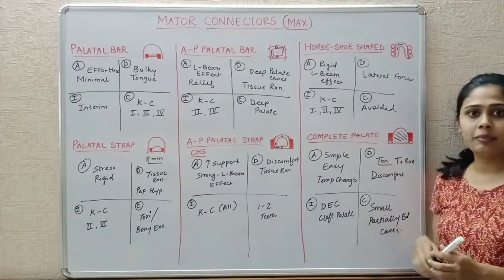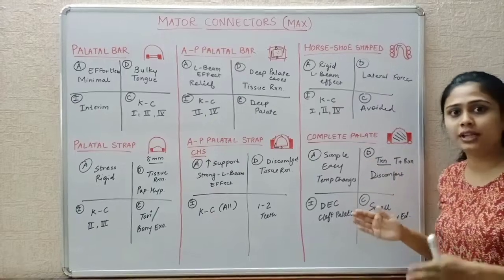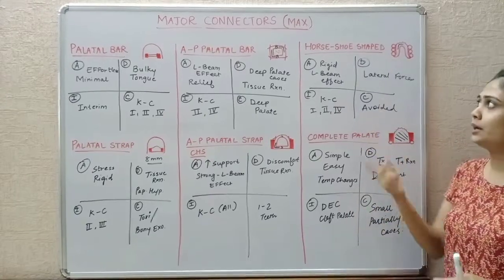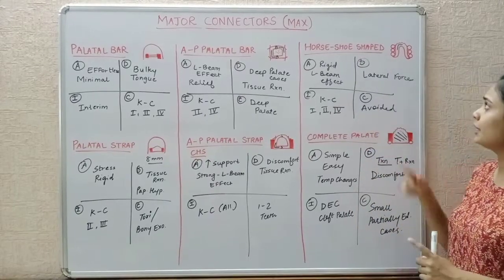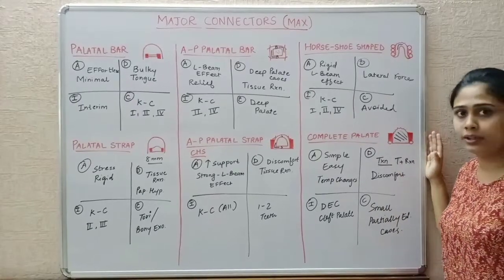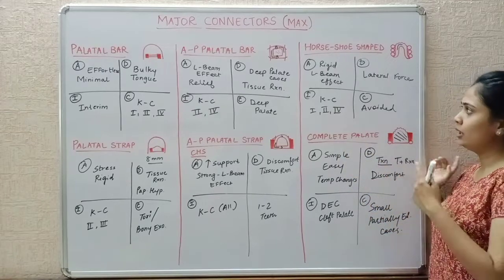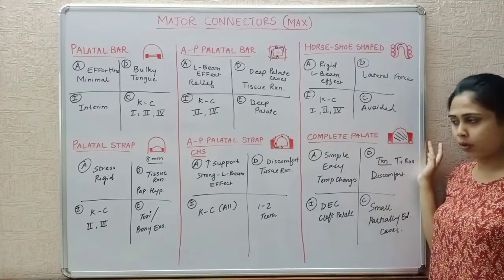So in horseshoe shape, as we saw, it is anterior and posteriorly present on the lateral aspect, the palatal strap. So advantages: rigid and strong L-beam effect. Then disadvantages: it provides us with lateral forces which is unwanted. Then indications are Kennedy's class 1, 2 and 4, and contraindications are mostly avoided.